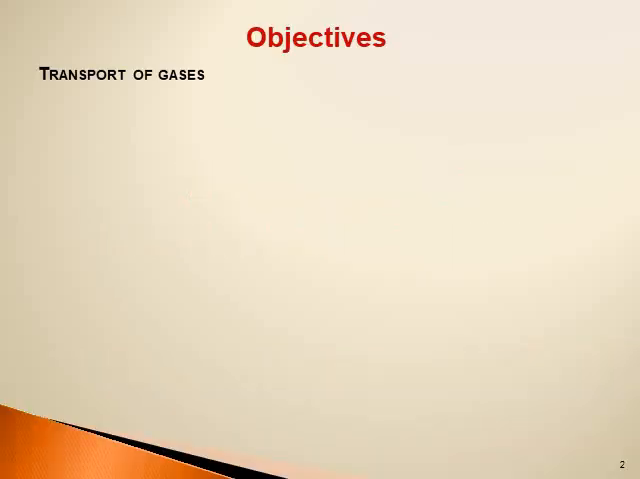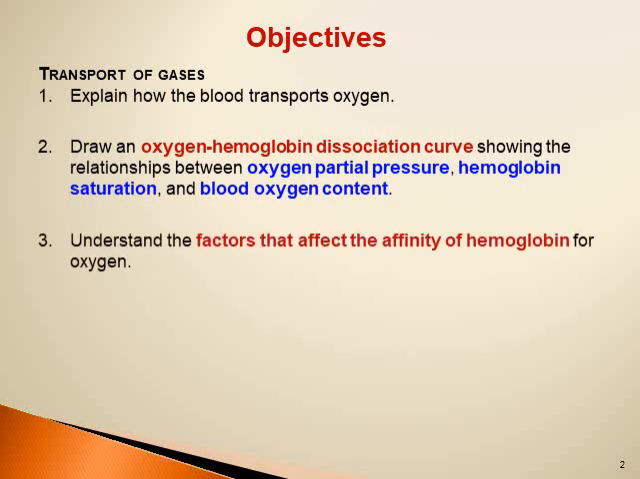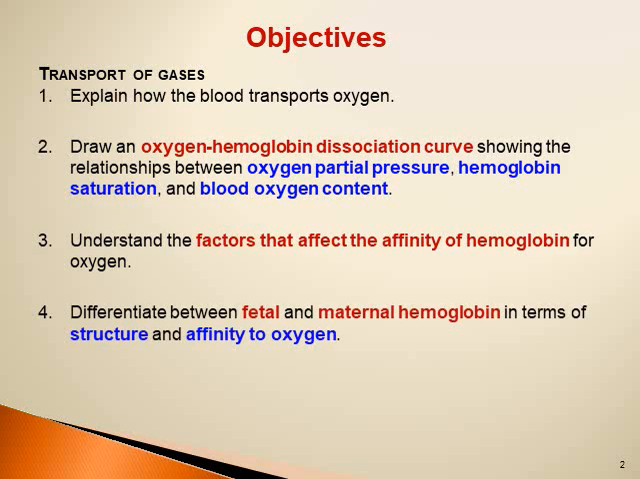The objectives of the current lecture are to explain how the blood transports oxygen; draw an oxygen hemoglobin dissociation curve showing the relationship between oxygen partial pressure, hemoglobin saturation, and blood oxygen content; understand the factors that affect the affinity of hemoglobin for oxygen, at least 5 different factors; differentiate between fetal and maternal hemoglobin in terms of their molecular structure and their affinity to oxygen; and list the forms by which carbon dioxide is carried in the blood.